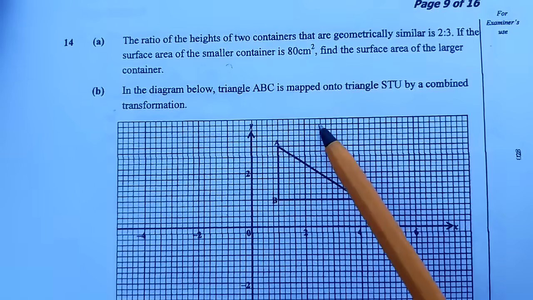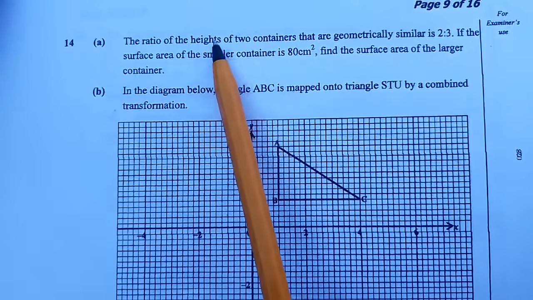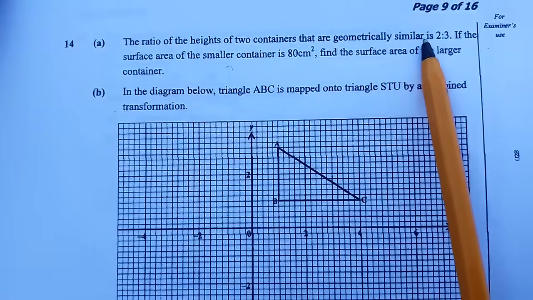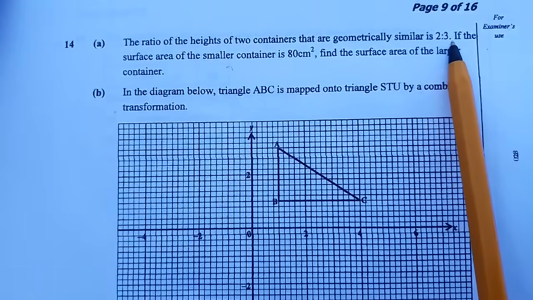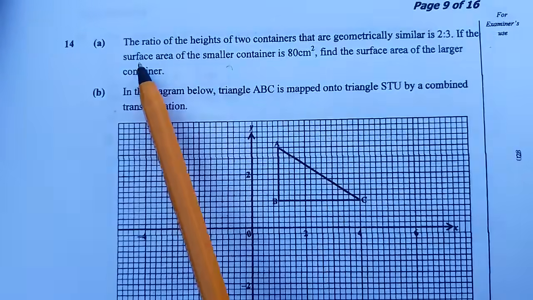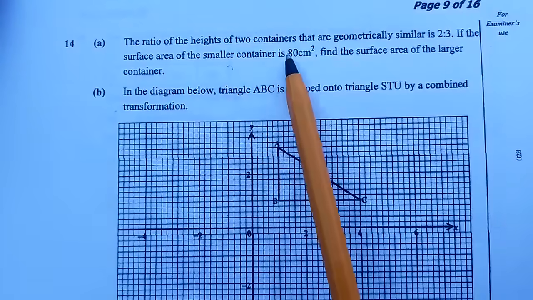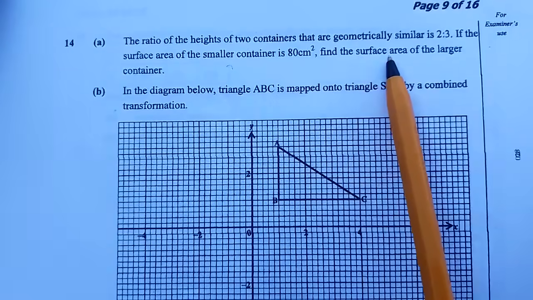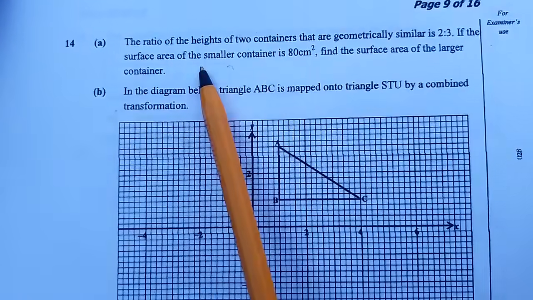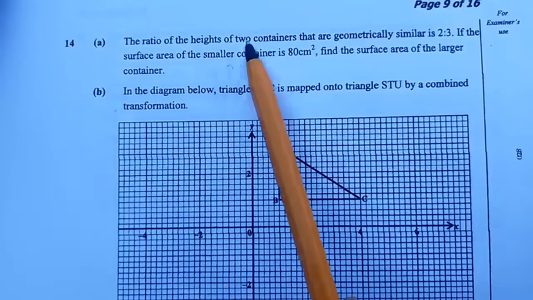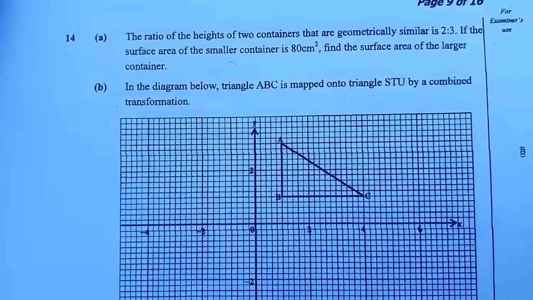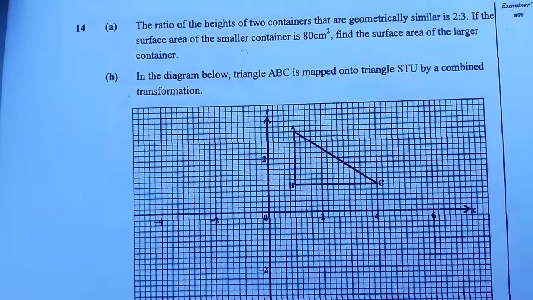The first question is saying, the ratio of the heights of two containers that are geometrically similar is 2 to 3. If the surface area of the small container is this one, have you seen? It is this one. Find the surface area of the larger one. So we are given the heights of these two containers. What you need to do, because of space, I'm going to write that one here.